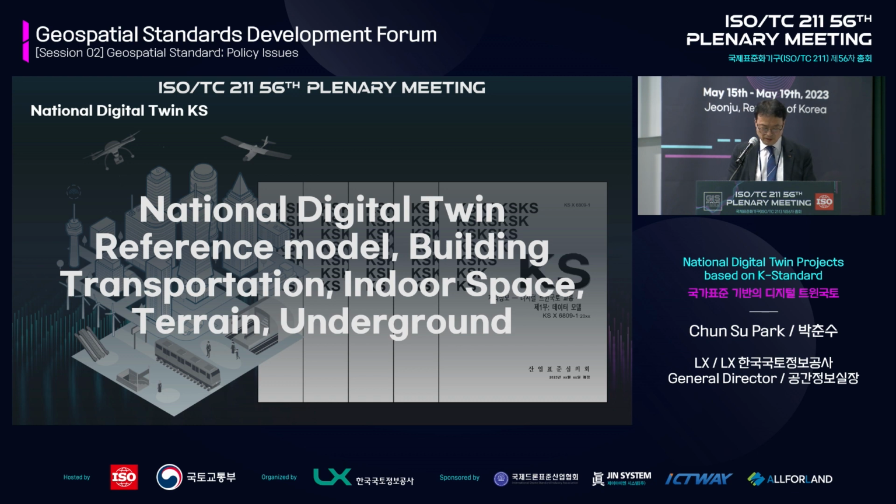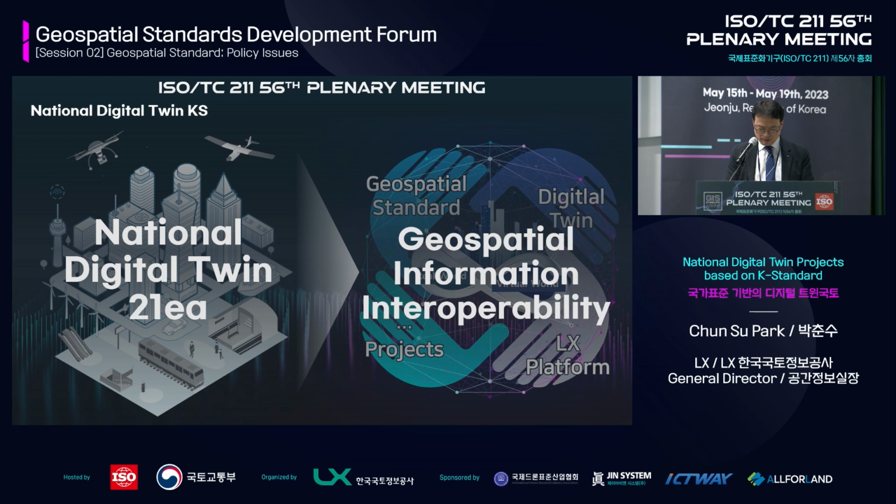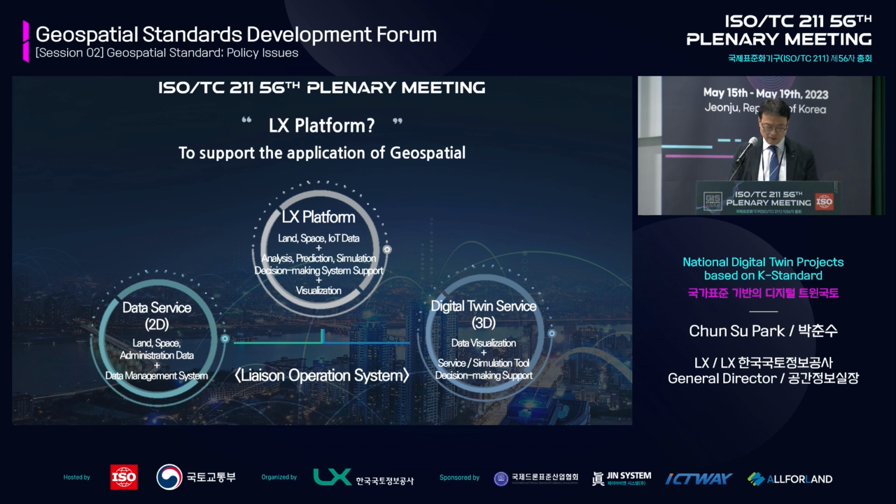So as you have heard, we are devising a national digital twin standard. This includes information and domains such as building, transportation, indoor space, terrain, and underground space. Those are the 5 domains that we have finalized announcements as select domains, and a total of 16 types of national standards are going through the process of public notification. The 21 types of national digital twin standards are aiming at interoperability, not just on the LX platform, but on the entire geospatial information scheme.